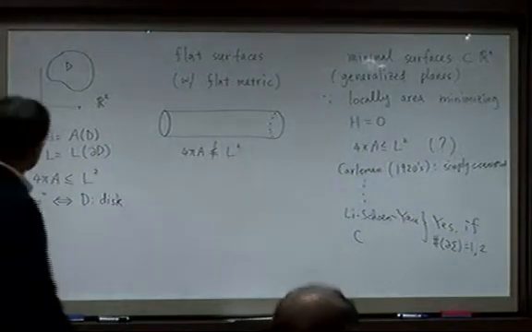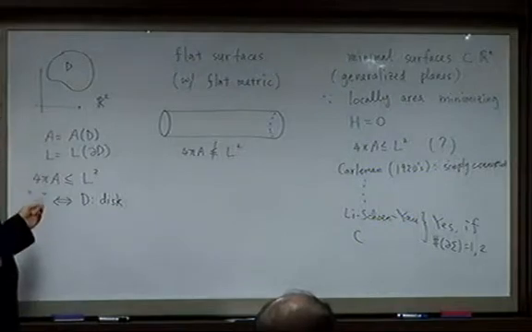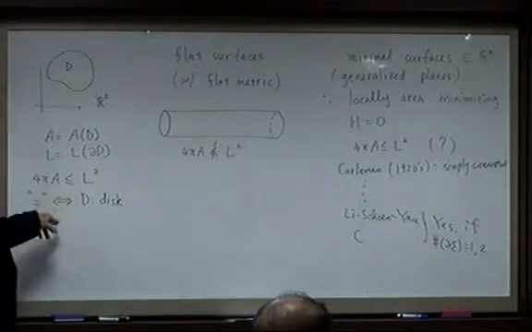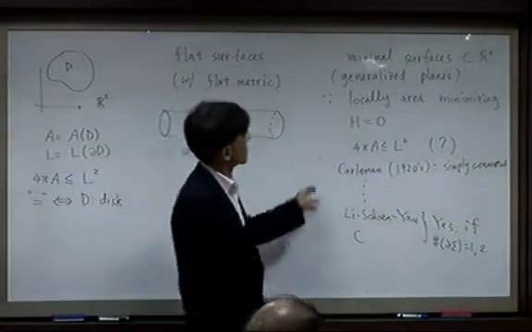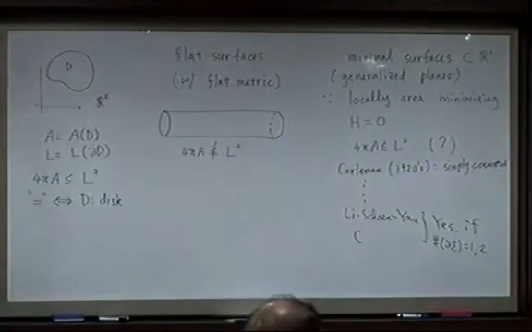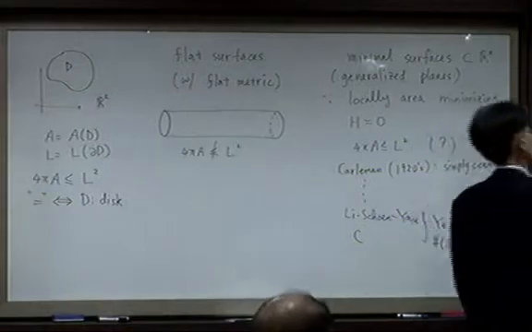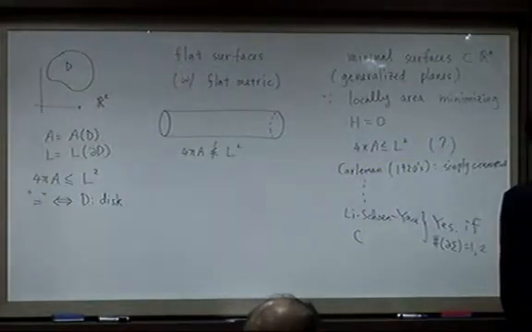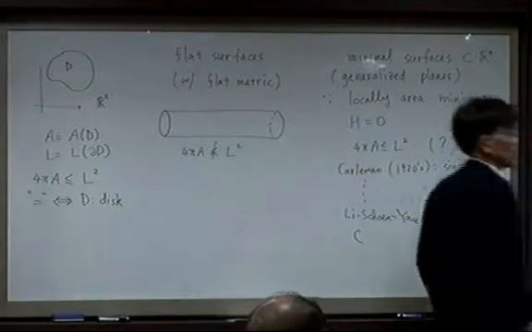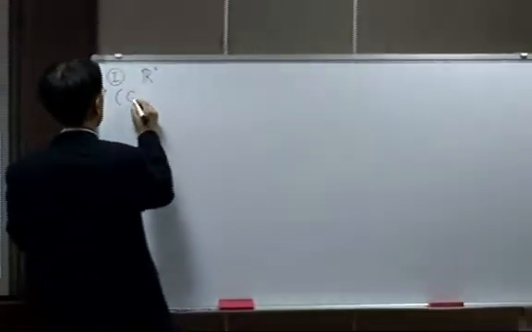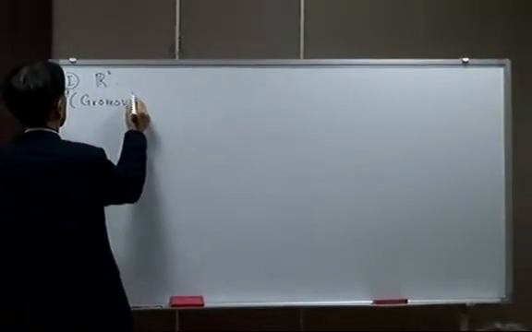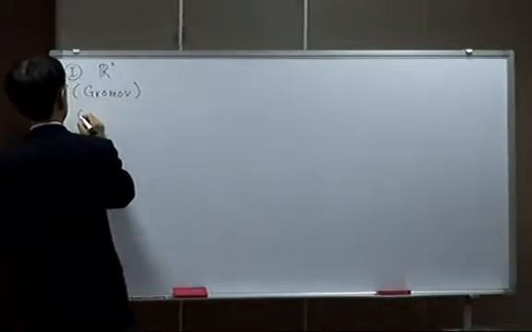Okay, so today I'm going to talk about three theorems. One is the isoperimetric inequality in the Euclidean plane, one theorem on flat surfaces, and one theorem for minimal surfaces. Okay. So the first isoperimetric inequality is for the plane. I'll introduce you to the theorem by Gromov. This proof is very interesting, and this proof uses an area preserving map.